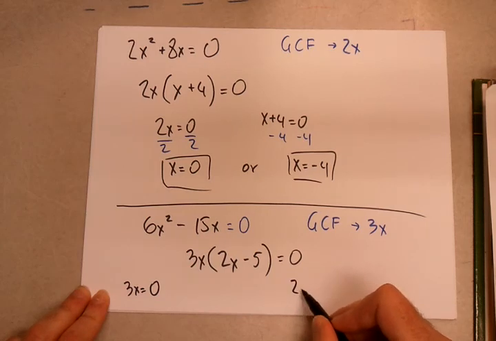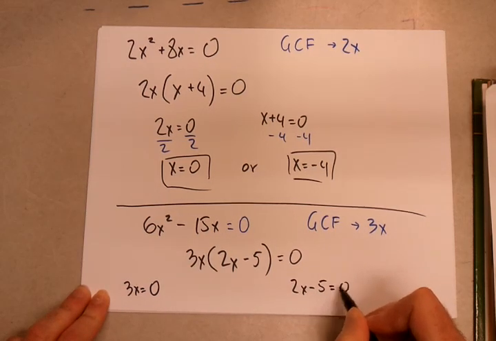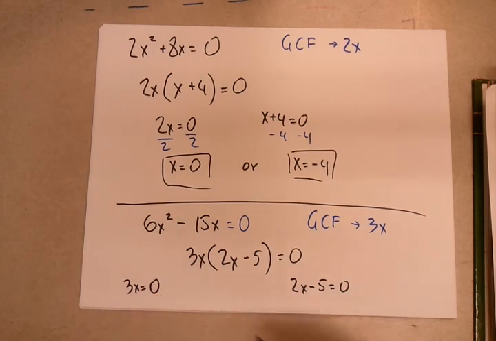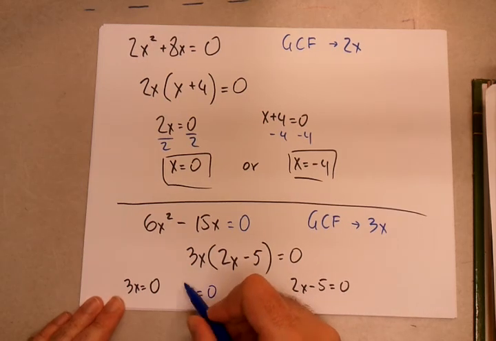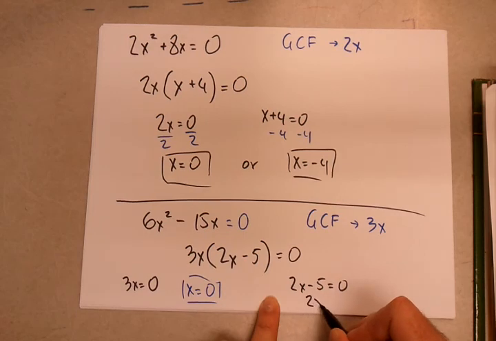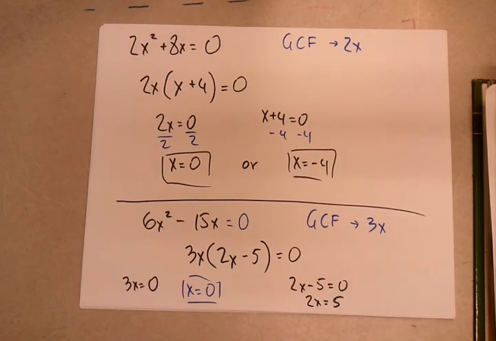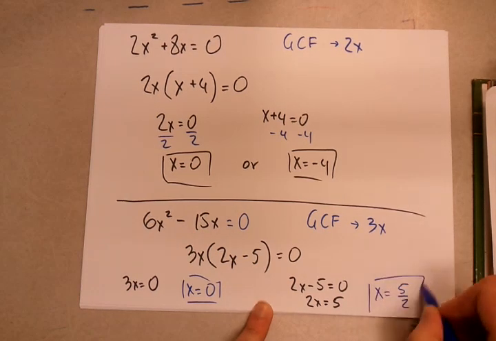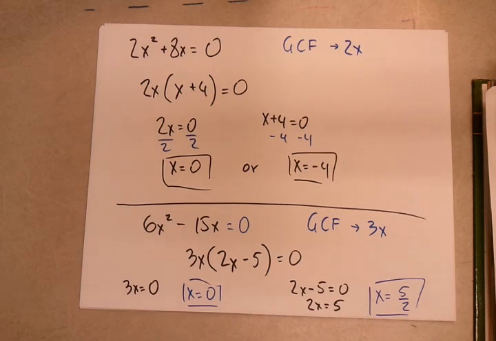Then to find my two roots, I'm going to set 3x equal to 0, and I'm going to set my 2x minus 5 equal to 0. If I divide both sides by 3 here, x is going to be 0. So that's my first possibility. That's easy. Over here, if I add 5 to both sides, I'll get 2x equals 5. And then if I divide both sides by 2, I'll get x equals 5 over 2. So that's my second solution, or second possibility.